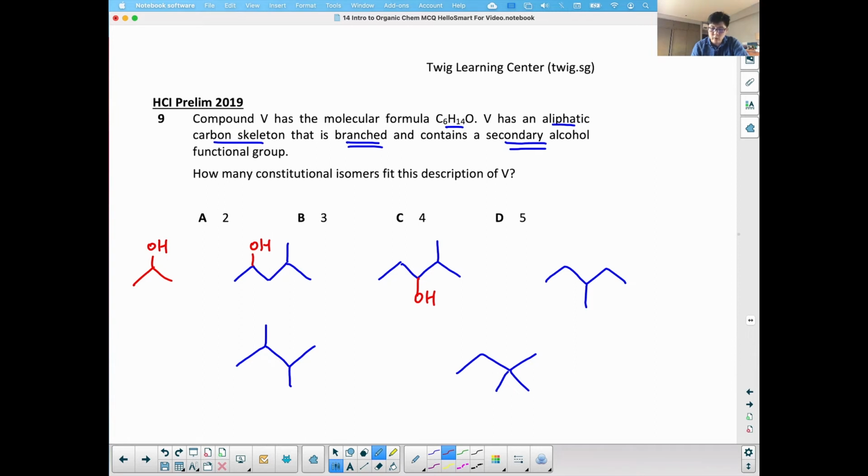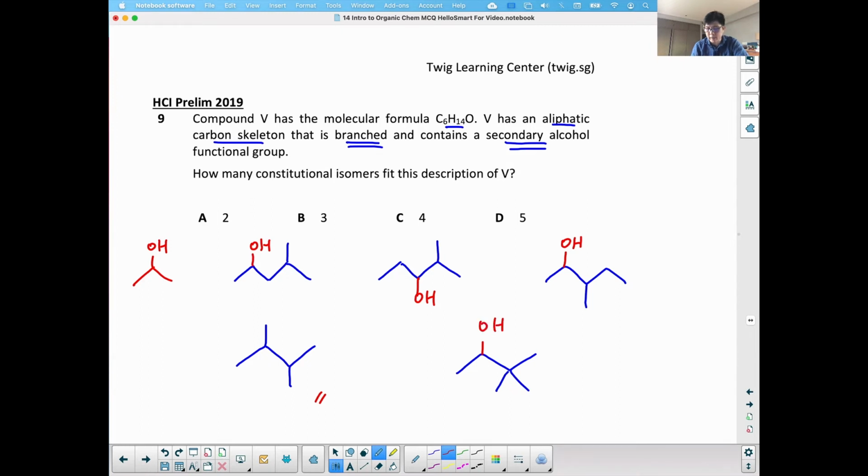Okay, for the third molecule, I can put it over here, or I can put it over here. But if I put the OH over here, it's actually the same thing. So just put one over there. Okay, for this molecule, I cannot put any OH on any other carbon because it won't give you a secondary alcohol. For this one, I can put the OH over here.